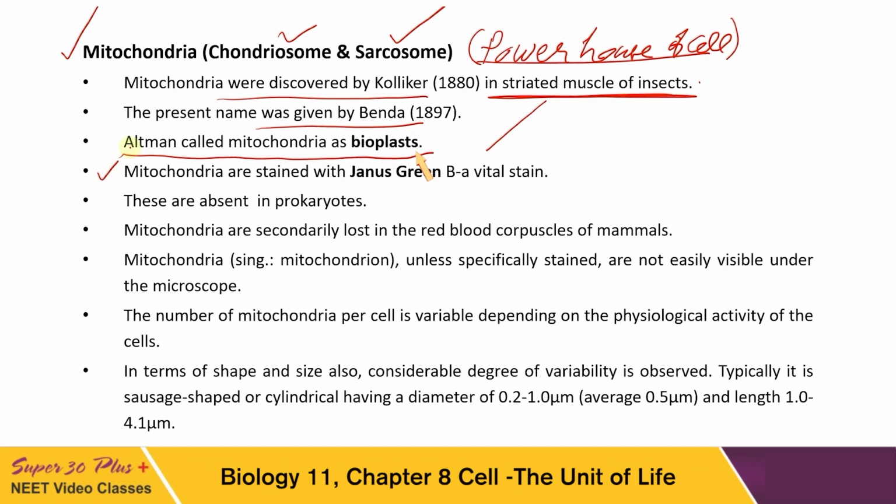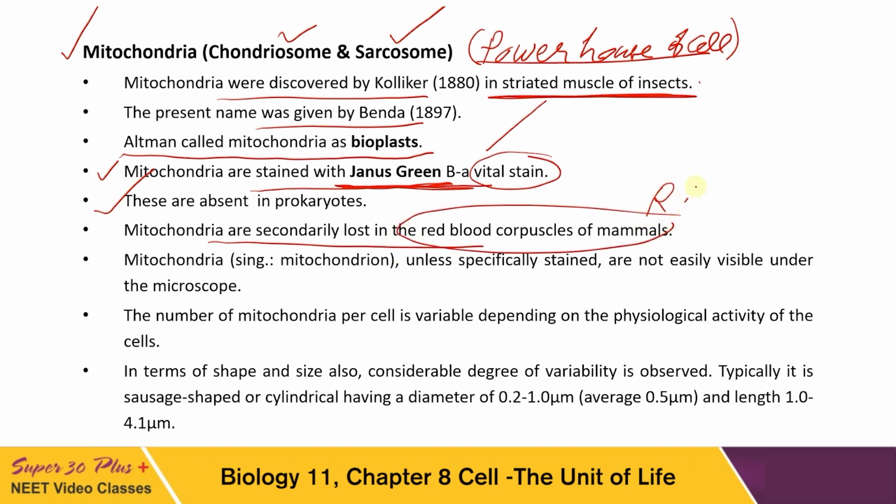Very, very important one: mitochondria are stained with Janus green stain, and this stain is known as a vital stain. If we want to see mitochondria and study its function, then we have to keep it in live form, and the live stain is Janus green B. These are absent in prokaryotes. You know, membrane bounded organelles are absent. Mitochondria are secondarily lost in the RBCs of mammals. RBCs initially had mitochondria, but now they do not have mitochondria and they respire anaerobically.